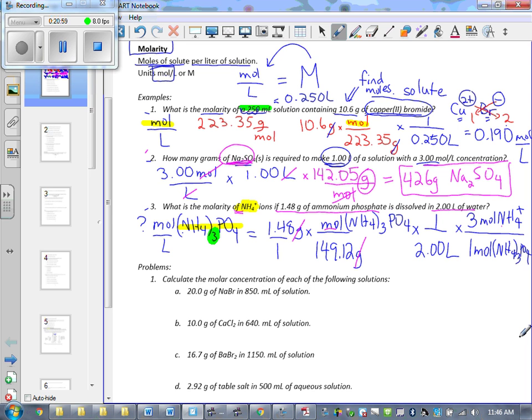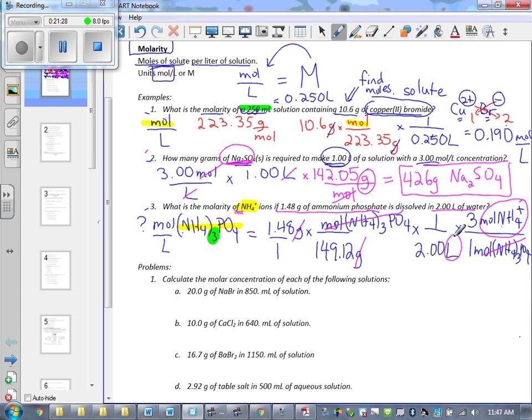All right, so what happens to our moles of ammonium phosphate? They cancel. Do we have the units that we wanted now? Sarah's wondering if there are units. You're left with moles of NH4 over liters. Moles of NH4 plus over liters.